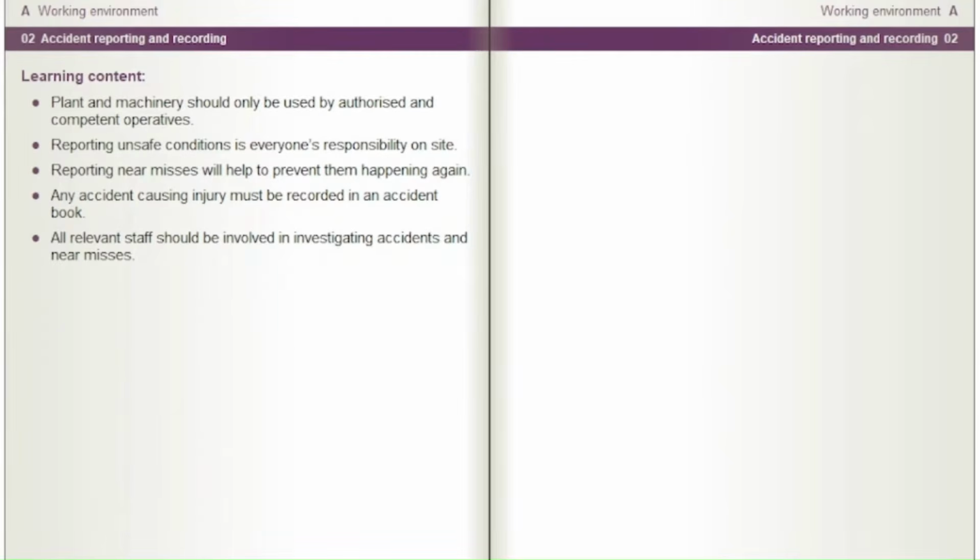Plant and machinery should only be used by authorised and competent operatives. Reporting unsafe conditions is everyone's responsibility on site. Reporting near misses will help to prevent them happening again. Any accident causing injury must be recorded in an accident book. All relevant staff should be involved in investigating accidents and near misses.